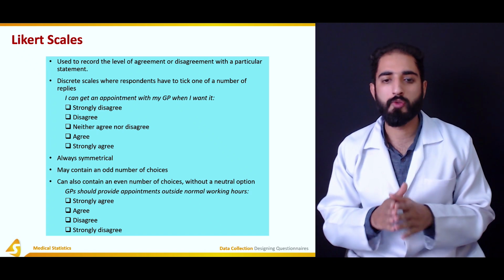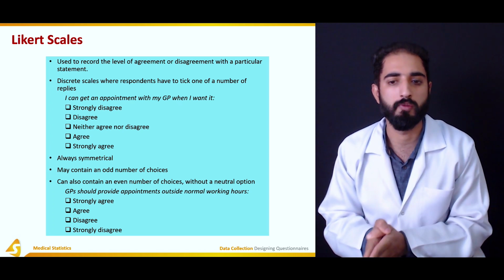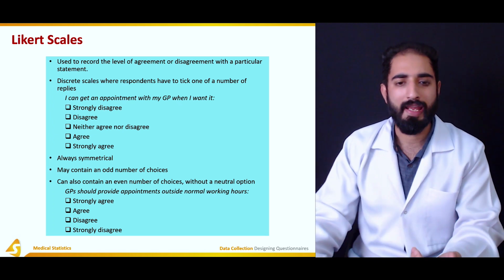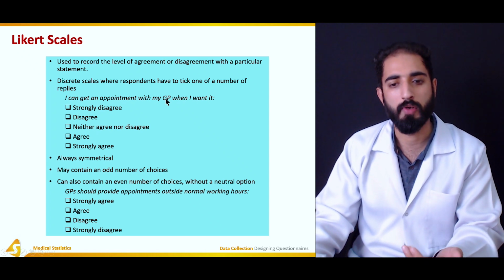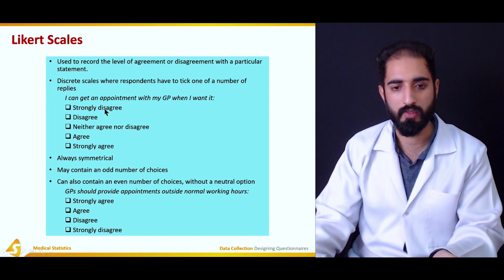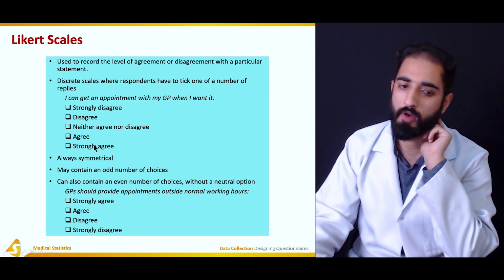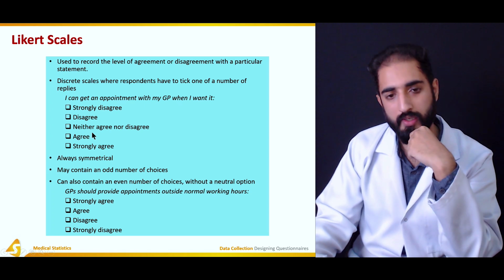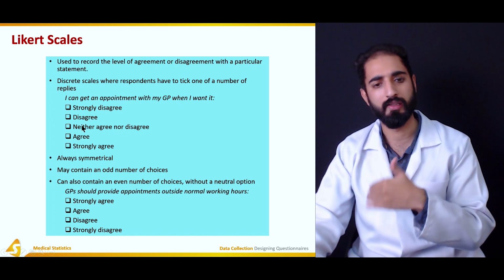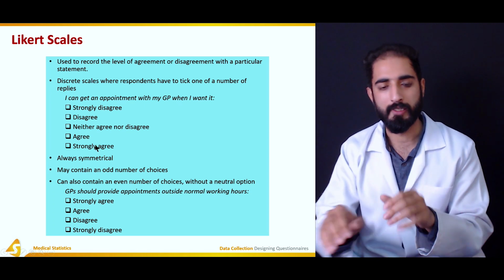So these are discrete scales where respondents have to tick one of a number of replies to express agreement or disagreement. For example: I can get an appointment with my general practitioner whenever I want. The responses are strongly disagree, disagree, neither agree nor disagree, agree, and strongly agree. So here you can see there are 5 options, an odd number of choices. Whenever there is an odd number of choices, there is a neutral response in the center, and responses of disagreement or agreement on both sides.